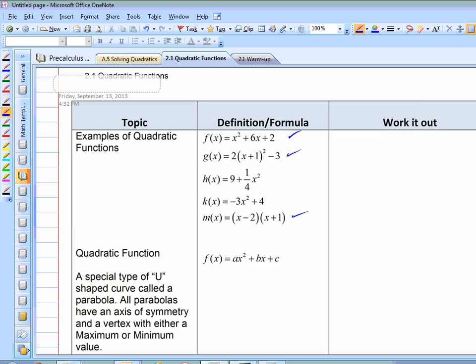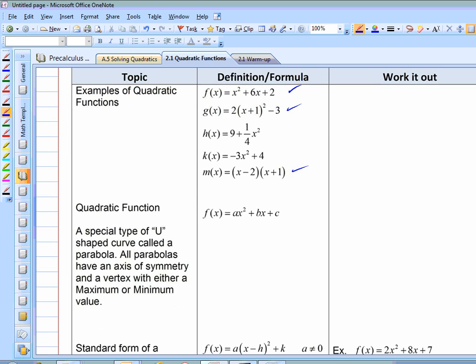The next thing I want us to look at is the basic general form of the quadratic, which is ax squared plus bx plus c. And you know this form really well. We use this form when we're writing the quadratic formula. A quadratic function, of course, is a U-shaped graph or U-shaped curve called a parabola. All parabolas have an axis of symmetry and a vertex with either a maximum or a minimum value. So let's talk about that.